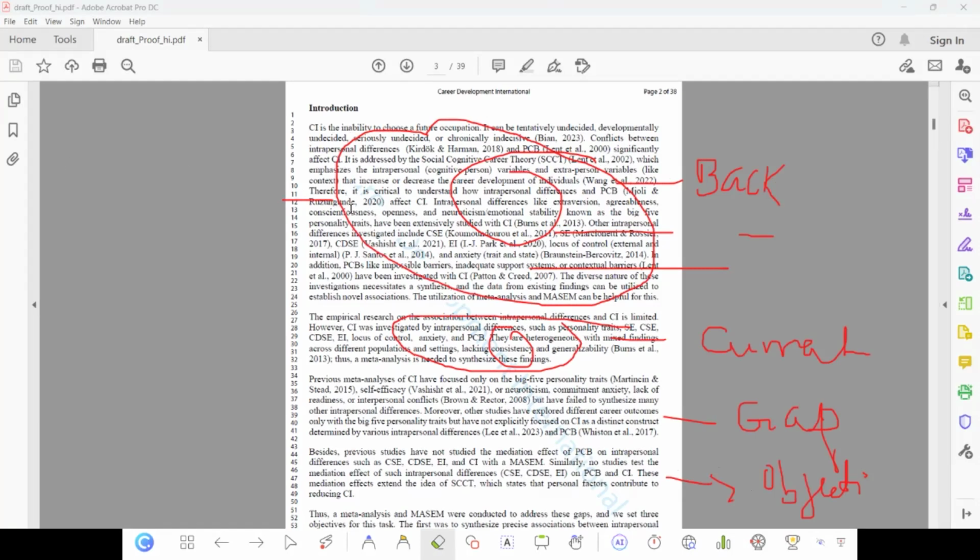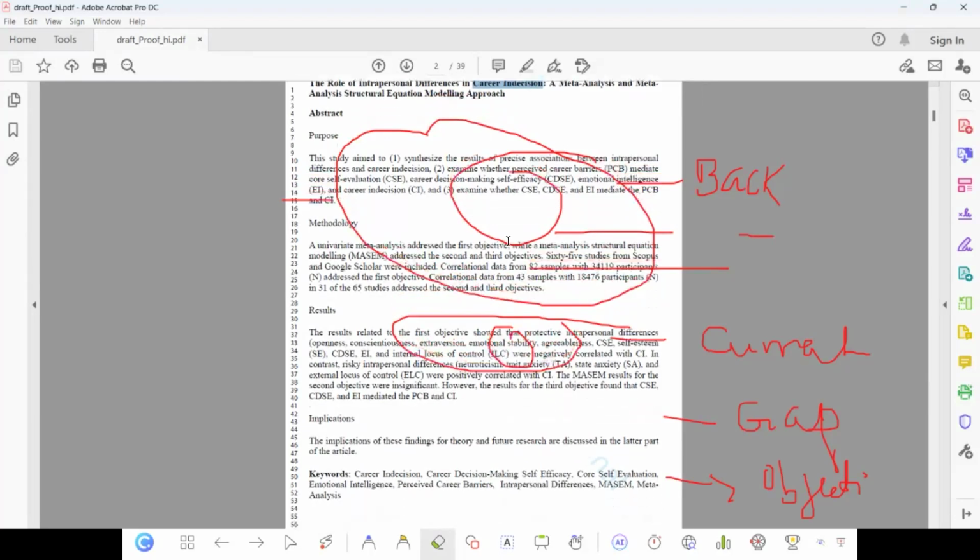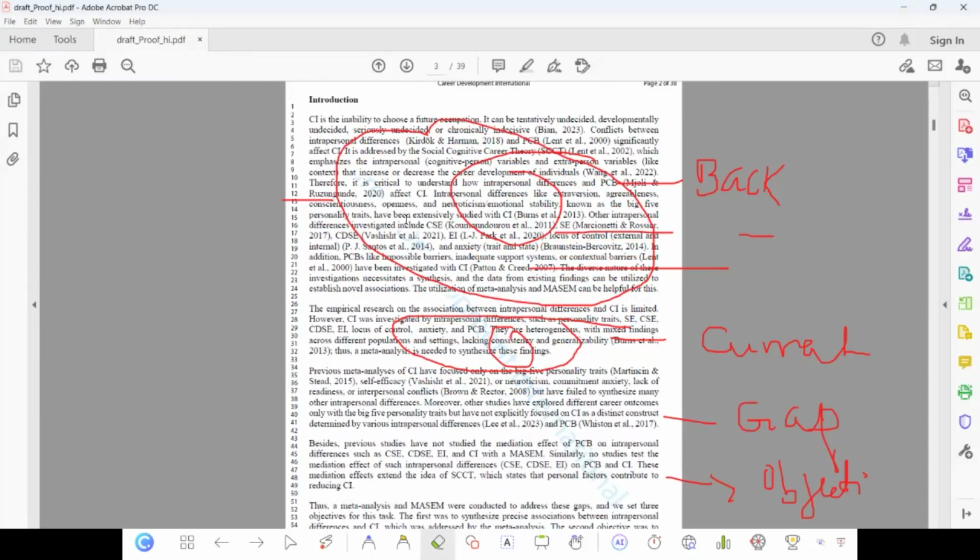So this is a research article that I have submitted, the role of interpersonal differences in career decision, a meta-analysis and meta-analysis structural equation modeling approach, right? So this is talking about career decision, interpersonal differences and career decision. So now background to this study given in the first paragraph. In the second paragraph, what is the current knowledge on that area? Individual differences and career decision. What is the current knowledge? And what are the gaps? Right? So that's the flow, how we can develop the flow.